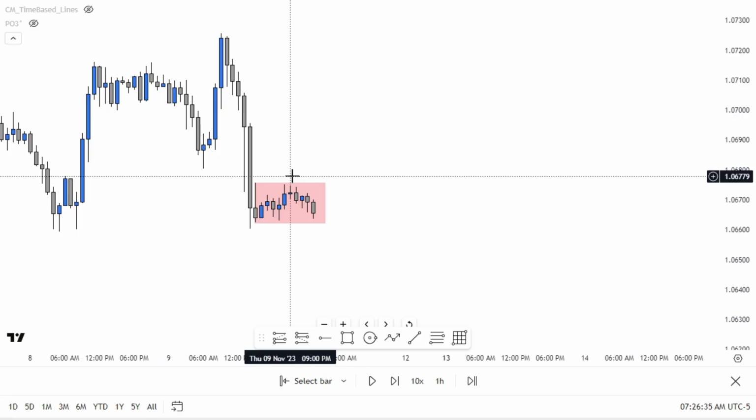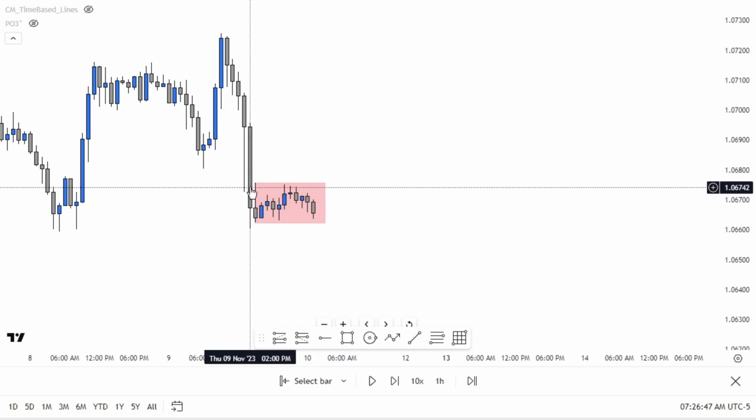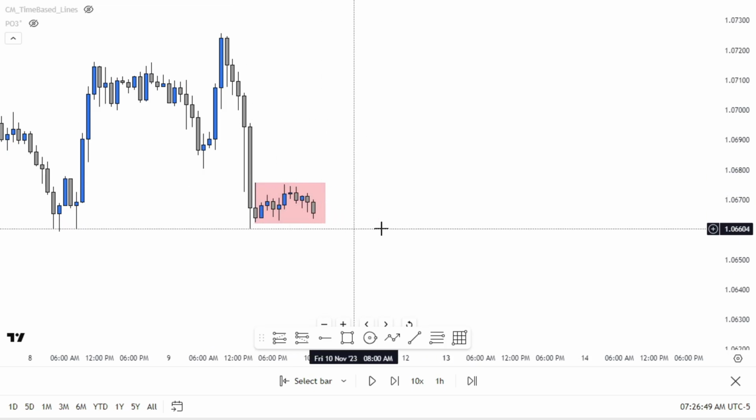Now, the next step we're looking for is the manipulation. And when we're looking for manipulation, we need to see if price will sweep liquidity from the high of the accumulation box or from the low of the accumulation box. And that will give us our bias to where we should look for entries or where we should look for price to continue after the sweep of liquidity.